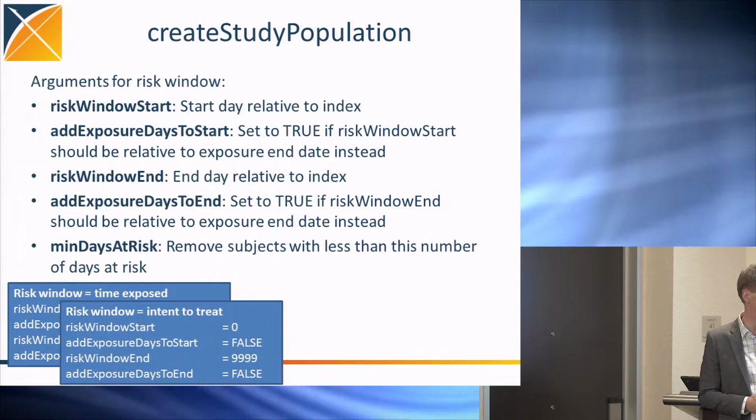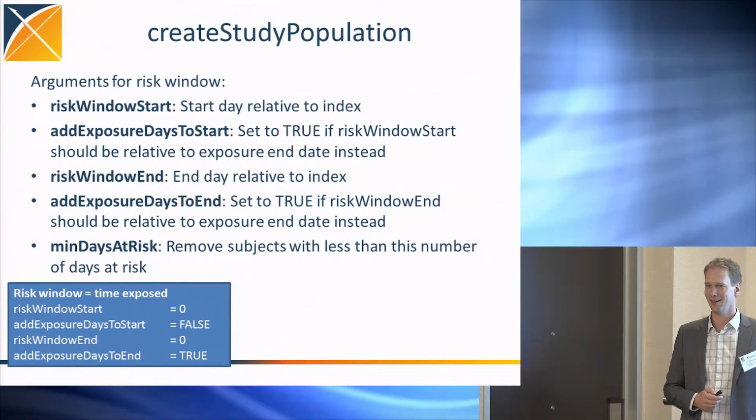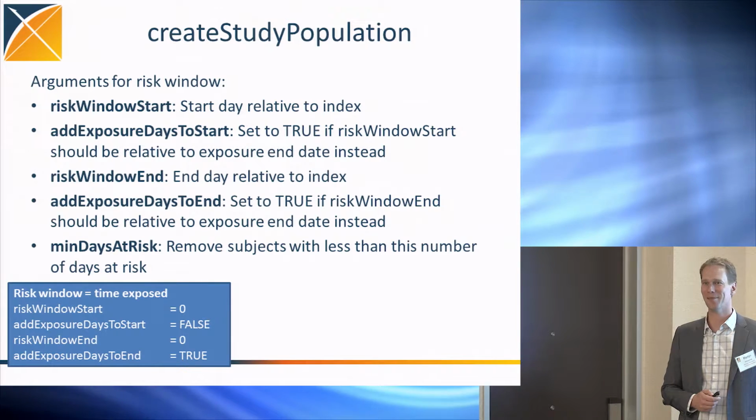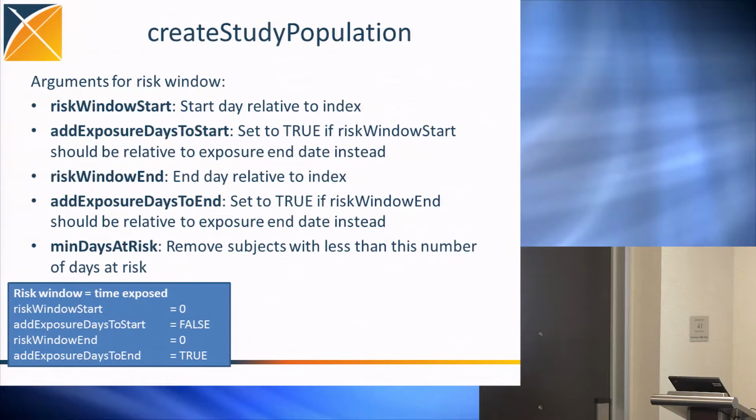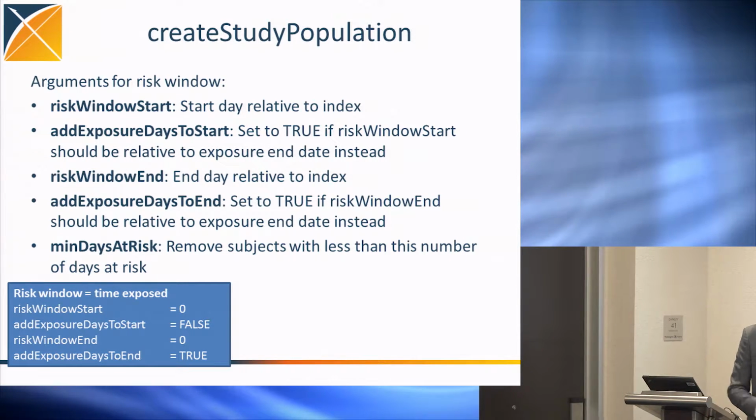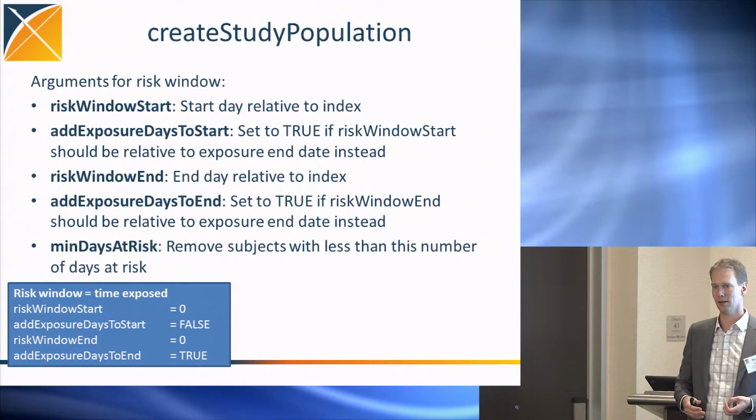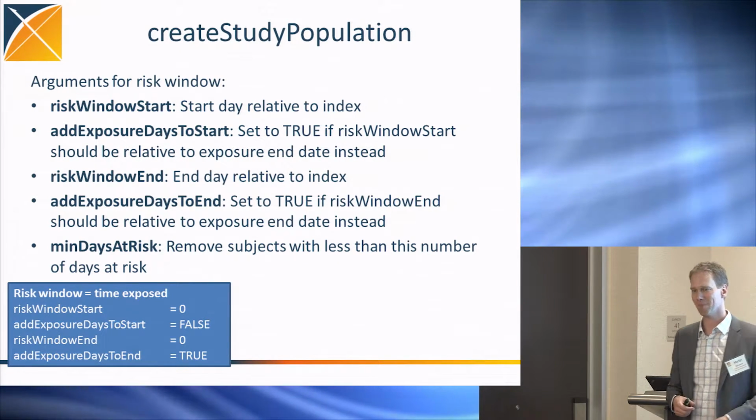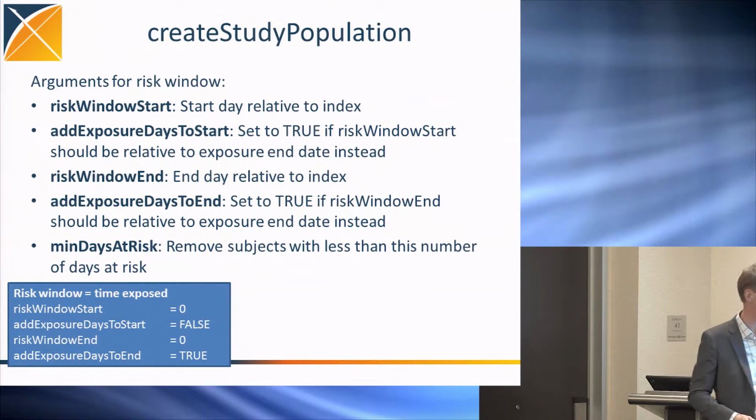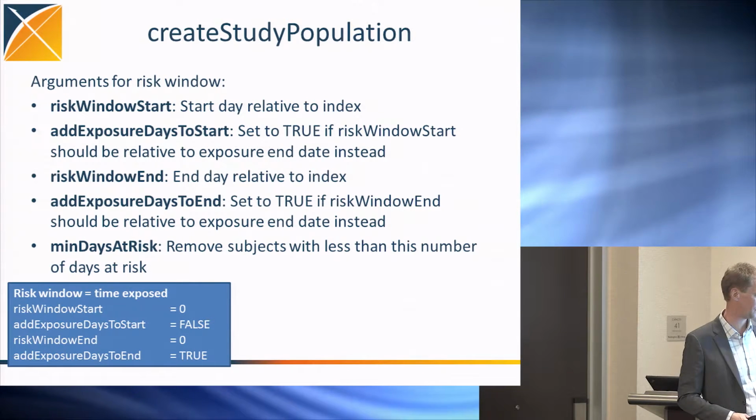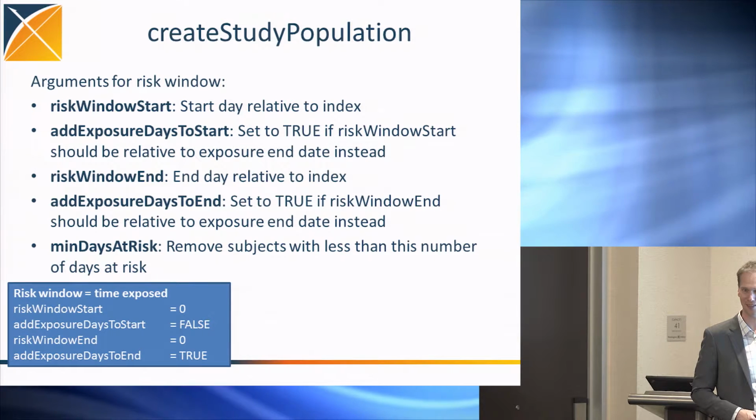Anton, can you just explain to me again what add exposure days to end means? I don't think I get that. Yeah, it's a horrible name, I know. Basically, when you set it to false, your reference point is the cohort start date. When you set it to true, your reference point is whatever is your cohort end date. That's probably a better way of thinking about it. When you say reference point, you mean the end of the risk window? Well, no. The reference point in this case is for the start, and in this case, the reference point for the end of the risk window.